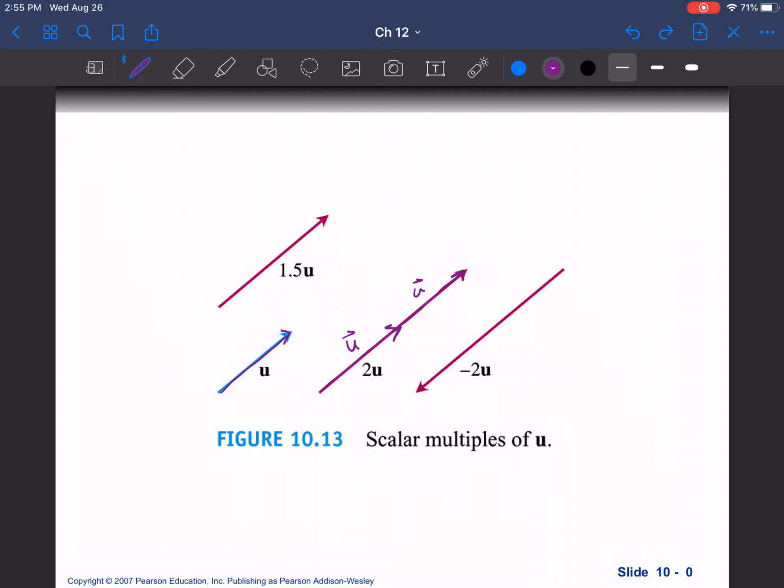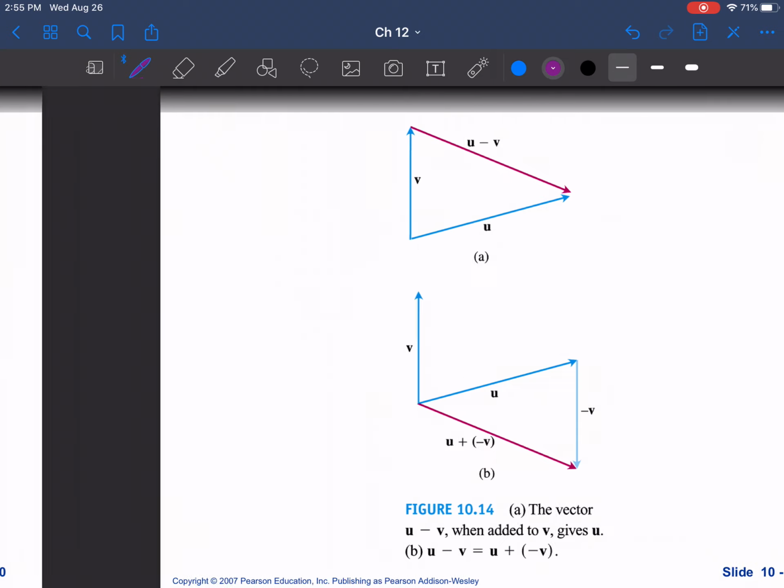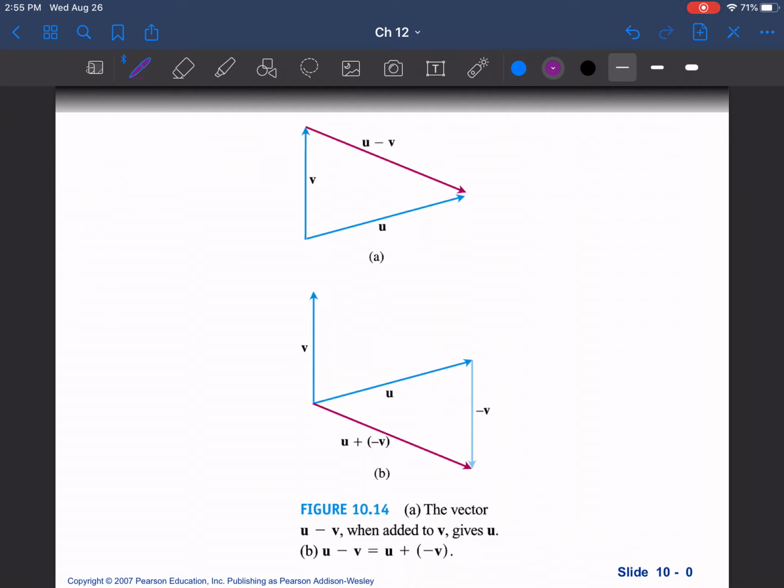And then this one's negative 2U, so negative U would be the same as U, just pointed the other way. That would be negative U. And so this is like negative U added together, right? Negative U, like that. Okay? And so multiplying by a negative just flips it around in the other direction, which brings us to subtraction.